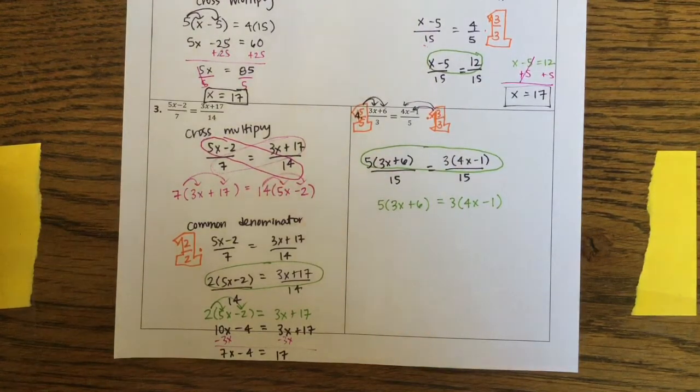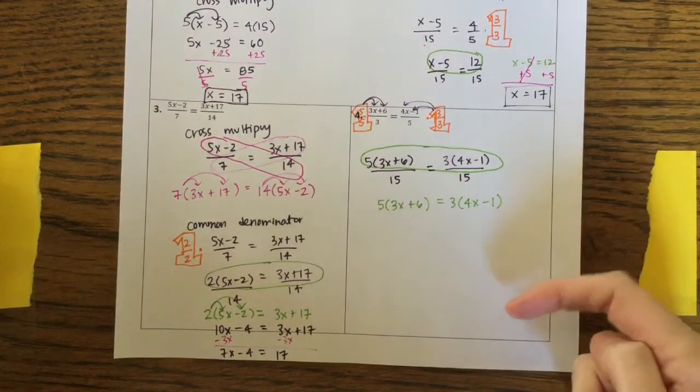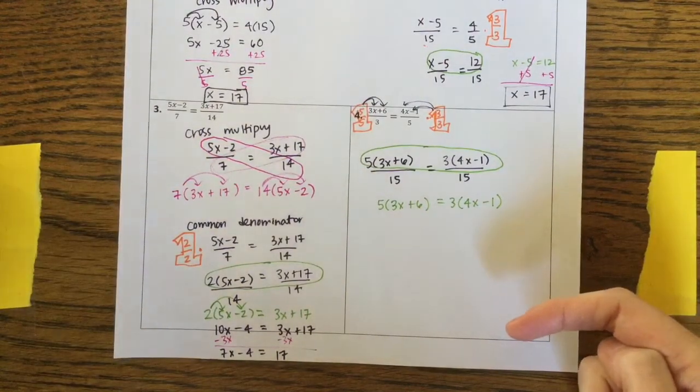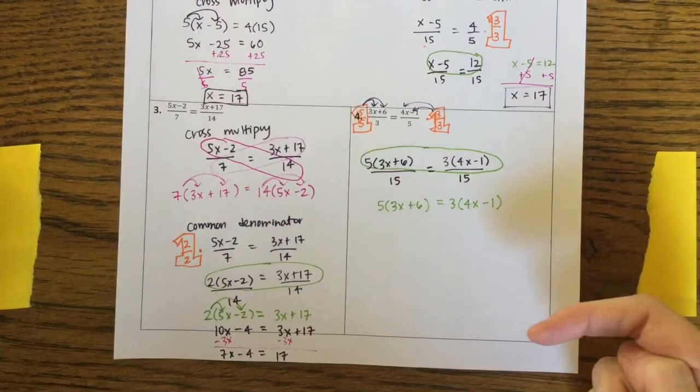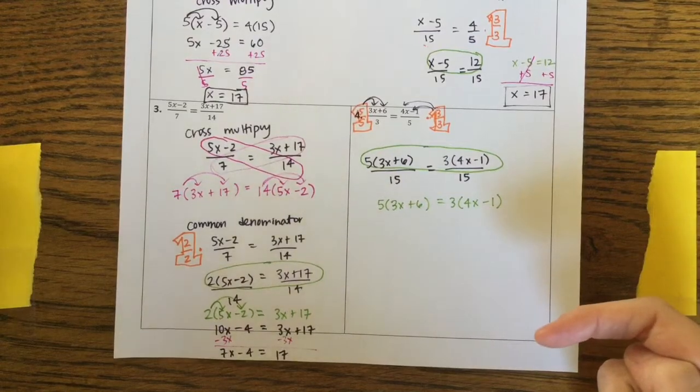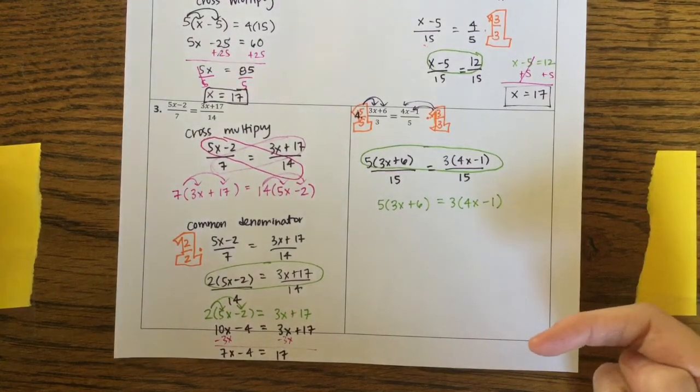I encourage you to pause the video here so that you can finish solving this equation. Just a heads up, you should get -11 for x. If you don't get that, maybe go back and check your work and see if you can find a mistake.